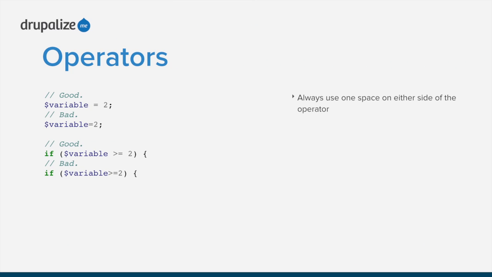Coding standards for operators. So things like the equals sign and operators that perform operations on any variable in your code. We always use one space on either side of the operator. So there's a couple examples here. Variable equals 2. The top example is the good one, follows the coding standards. You can see there's a white space on either side of the equal sign. The second doesn't have that white space and is a bad example.